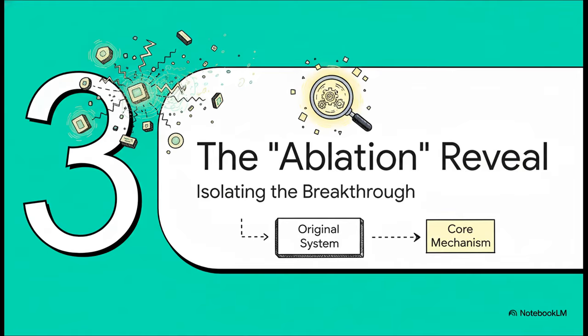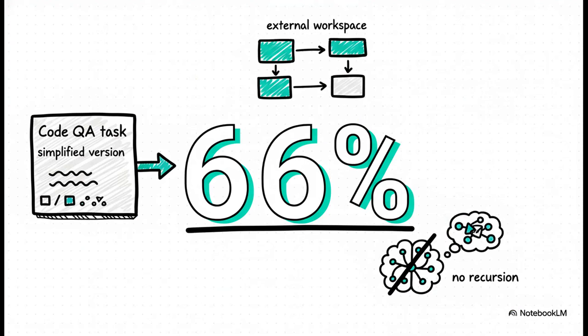To figure that out, the researchers did what's called an ablation study. They started systematically taking parts of the system away to see which component mattered the most. And the results were really not what you'd expect. On that same code QA task, they tested a super simple version with no recursion at all, just the external workspace, and it scored a 66% accuracy. That's even higher than the full, more complicated RLM system.